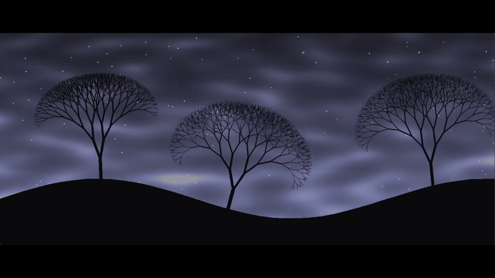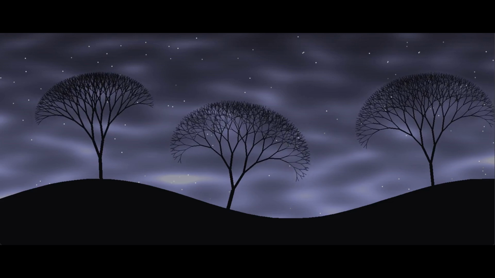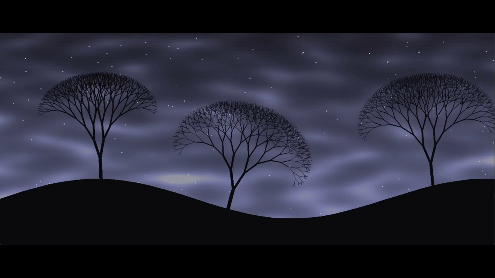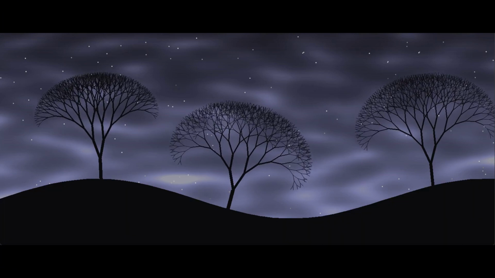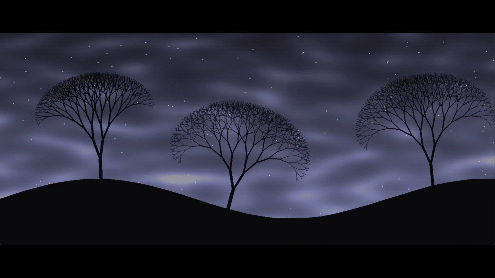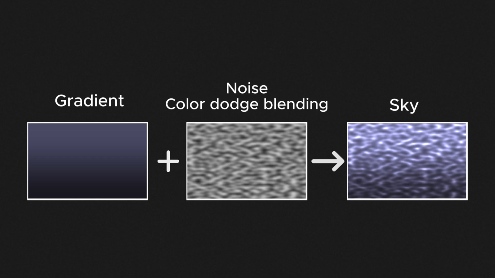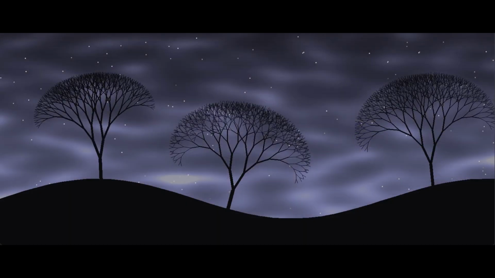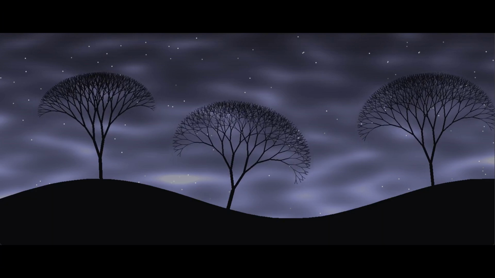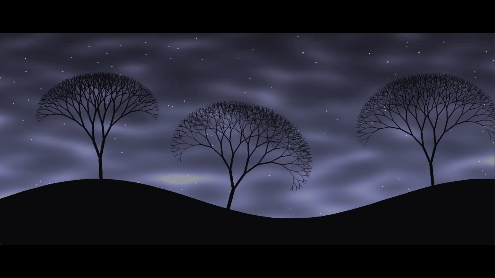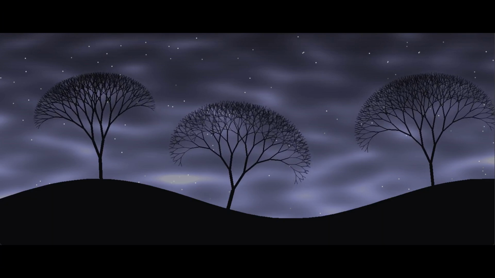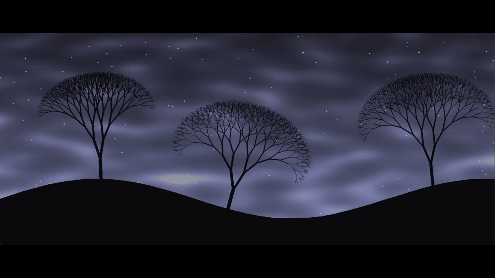I experimented with more advanced randomization, but it often gave messy results. Maybe I didn't tweak it enough, but I decided to keep it as is. The sky is a combination of gradient and noise with color dodge blending. It's not perfect, and I've seen some incredible trees made by others that I'd love to match one day. But for now, I'm happy with this scene.